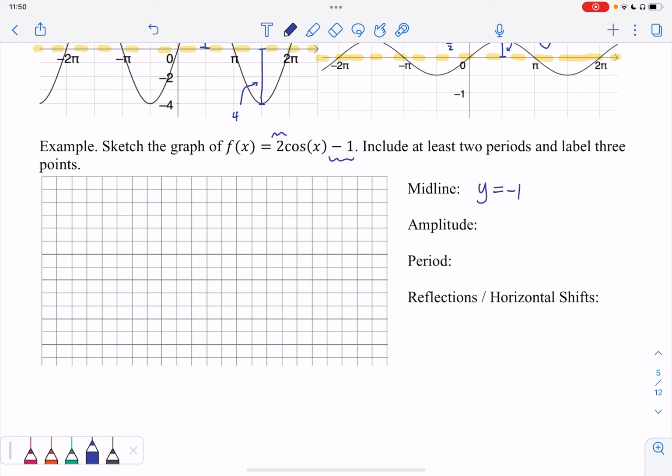The amplitude corresponds to this constant that is multiplied outside of the function. So thinking of cosine of x as the parent, 2 times that. So the amplitude is the absolute value of 2, which of course is just 2. The period has not changed because we haven't learned about that yet, 2 pi. Do I have any reflections or horizontal shifts? No. Okay, so then let's put in our, let's see, I noticed the midline is down a little lower. I got burned by that before. Let's put this right here.